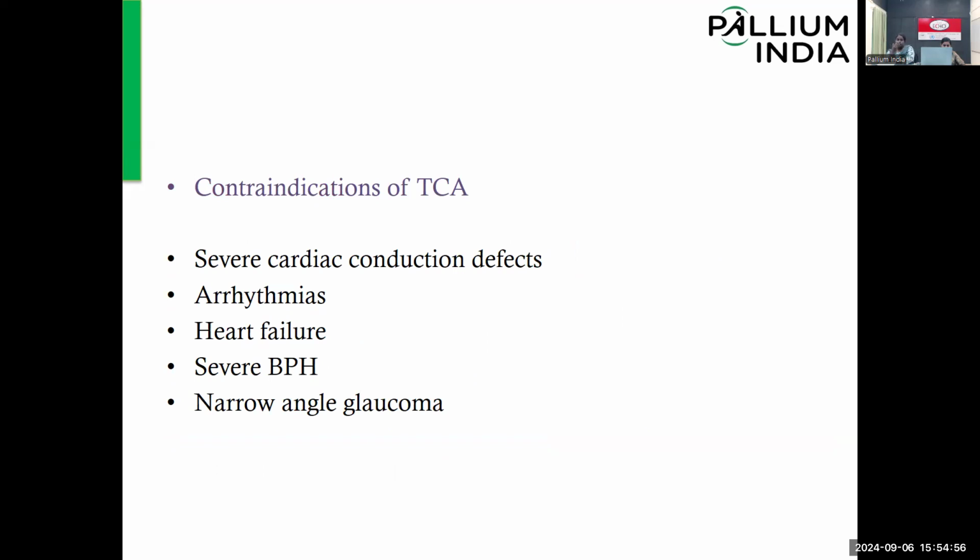These are the contraindications of tricyclic antidepressants: if the patient has a severe cardiac conduction defect, a history of arrhythmia, heart failure, or BPH. I already mentioned that if we start amitriptyline in a patient with severe BPH, the urinary symptoms will increase and urinary hesitancy may happen. So it should be contraindicated in TCAs. And in patients with narrow angle glaucoma also, we should not use TCAs.